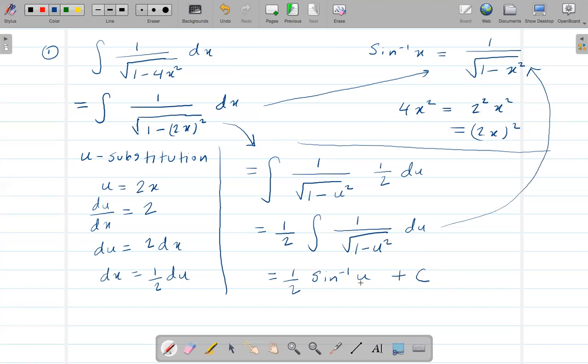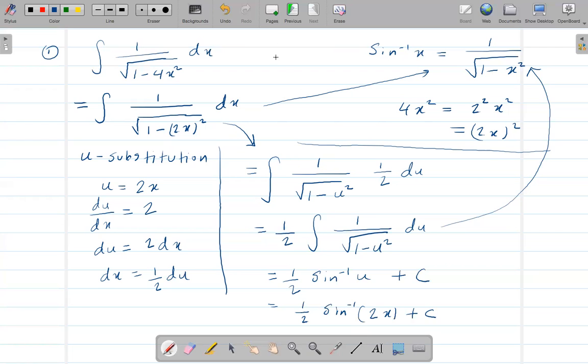Since our original equation is in terms of x, we have to change this back to x. Our final answer should be in terms of x. So we can replace this u back with 2x. That means the final answer is going to be 1/2 sine inverse of 2x plus c. Right? So yeah, this is the final answer.